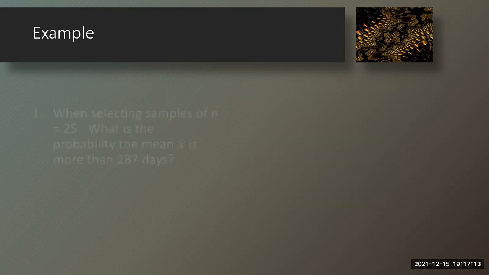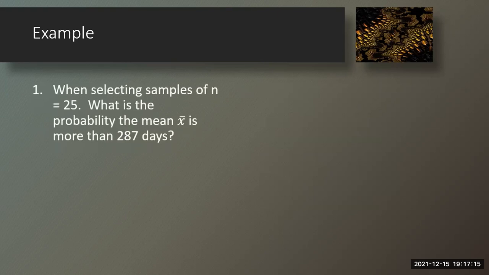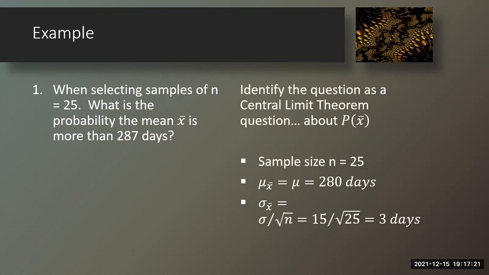And this is really what gives us the ability to engage in inferential statistics. So sample sizes of 25. It's a central limit theorem question. The mean is 280 days. The standard deviation is 15 divided by the square root of 25, or 3 days.